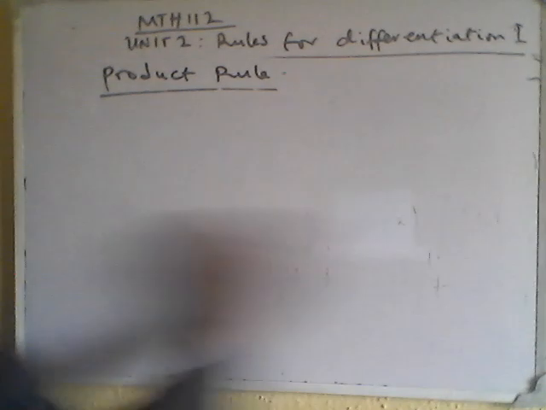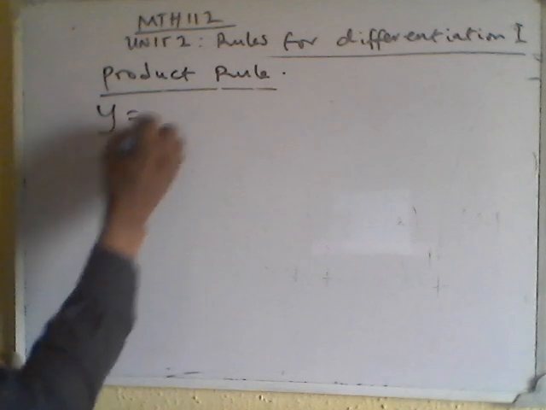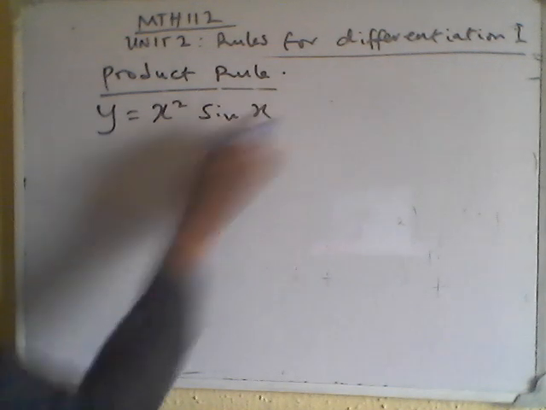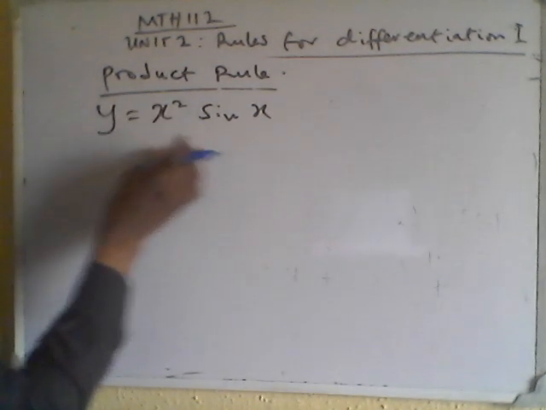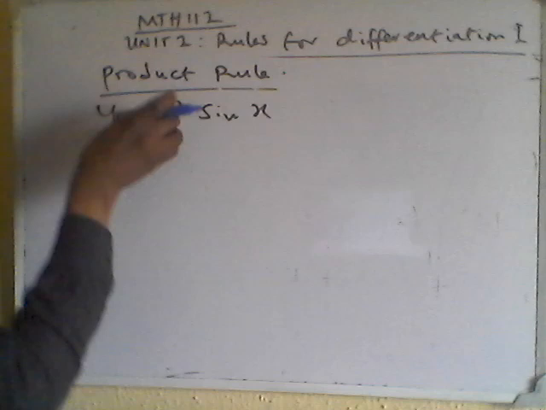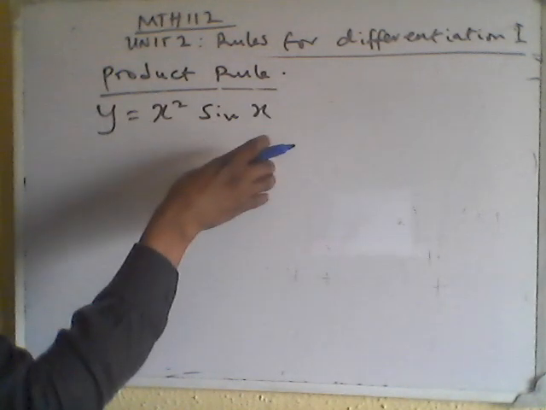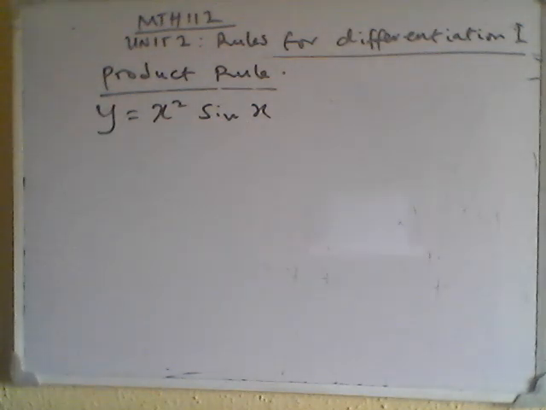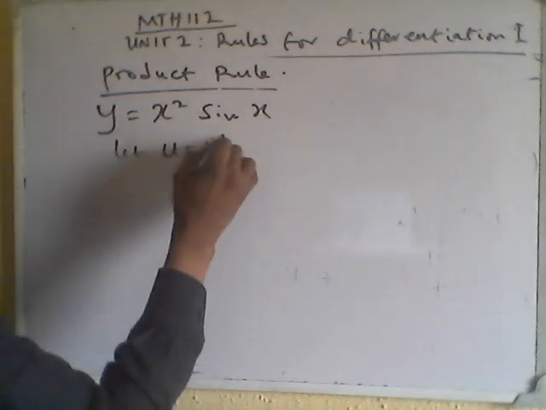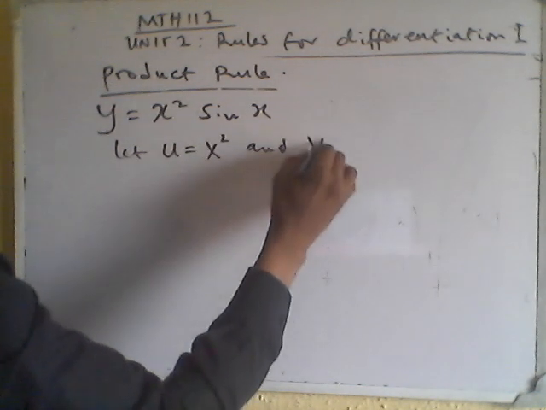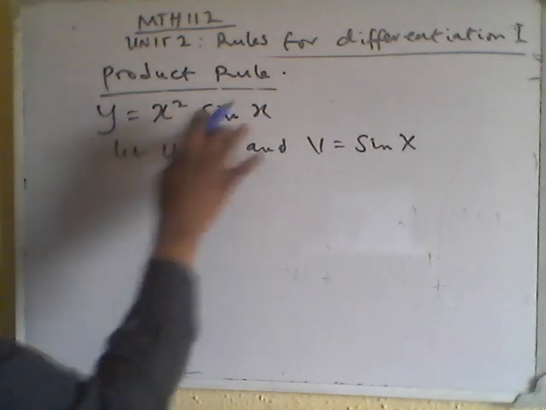Okay, now, when you have something like this, y is equal to x squared sine x. Now, there are two functions here. So this is a function here, and it's a function here. It's not a uniform function. This is a quadratic function, and this is a trigonometric function. So to do this, I will say let u is equal to x squared and v is equal to sine x. So once you see this product, you use the product rule for differentiation.